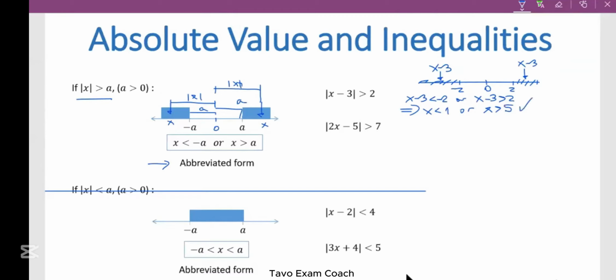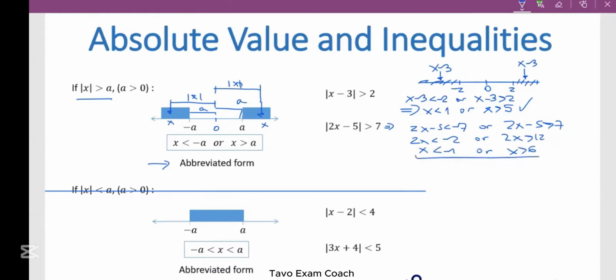Let's try this with the second expression. That the absolute value of 2x minus 5 is greater than 7 means that 2x minus 5 is less than negative 7, or 2x minus 5 is greater than 7. Okay? So 2x less than negative 7 plus 5, which is minus 2, or 2x greater than 12. And here, x less than negative 1, or x greater than 6. And this is the solution.